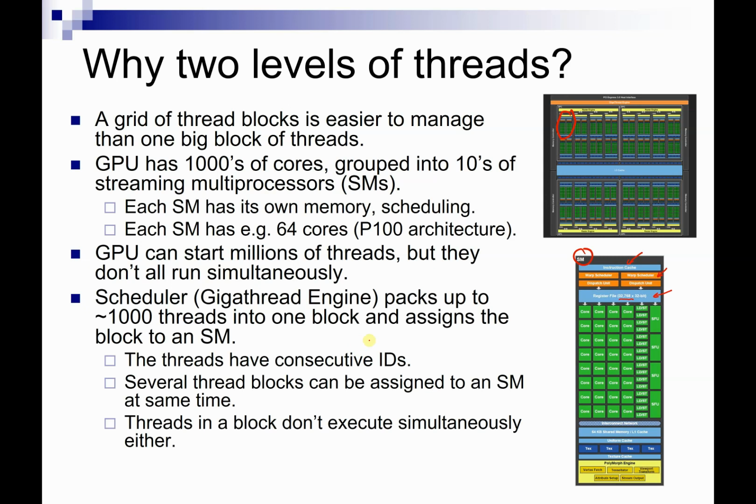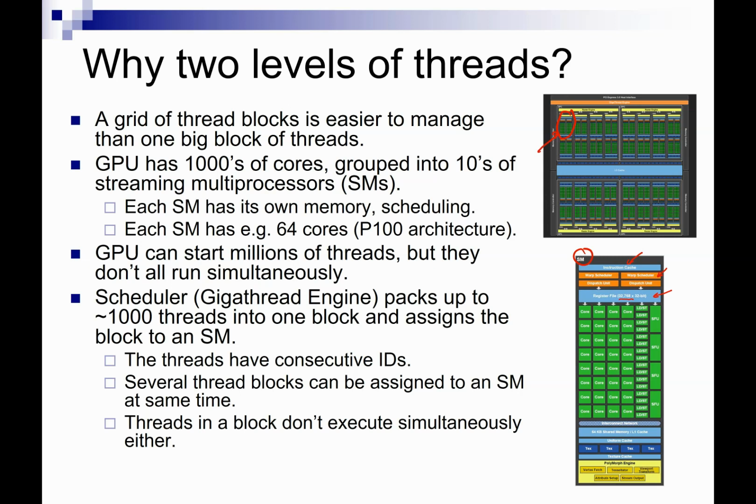The threads, as we saw, have consecutive IDs. So if our thread block is size 256, the IDs are 0 to 255. The gigathread engine might assign a few blocks to an SM. Depending on how big the blocks are, it might assign, let's say, 2 thread blocks, each of size 512, to an SM. If it's 2 thread blocks of size 512, we've assigned 1,024 threads to an SM.